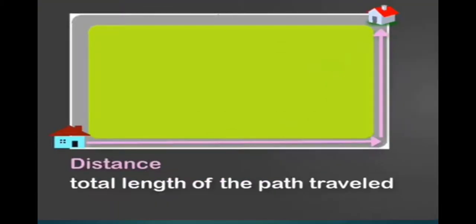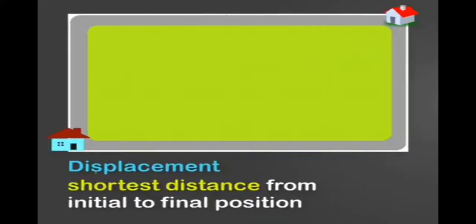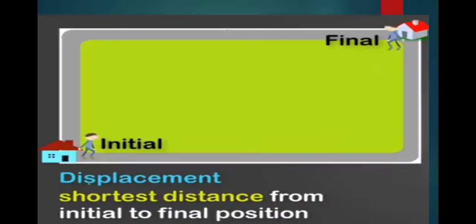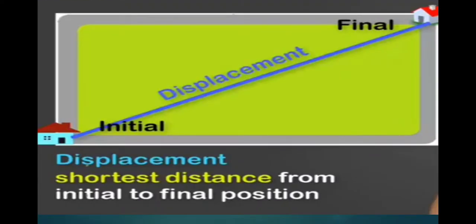So what is distance? Distance is defined as the total length of the path traveled. How do we calculate your displacement? Displacement is defined as the shortest distance from the initial to the final position. Your initial position is your house and the final position is your friend's house. So what is the shortest distance? It's going to be a straight line from the initial to final.